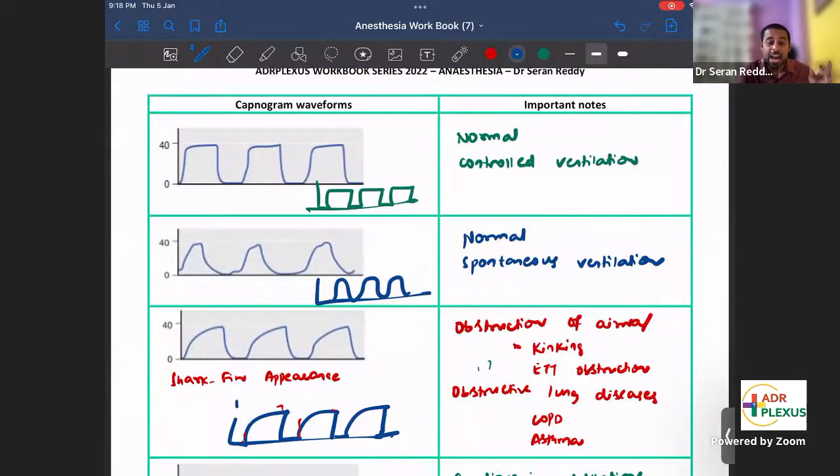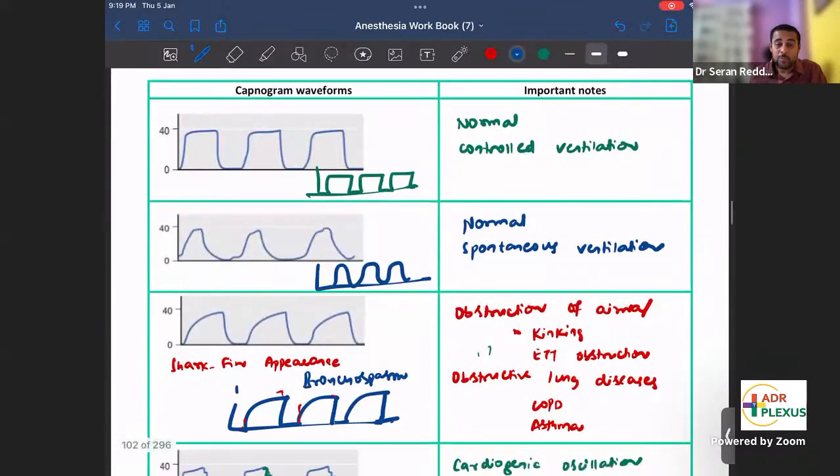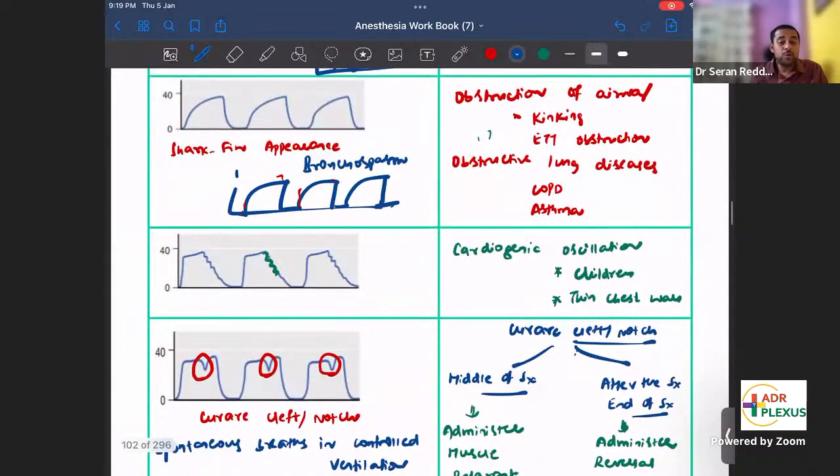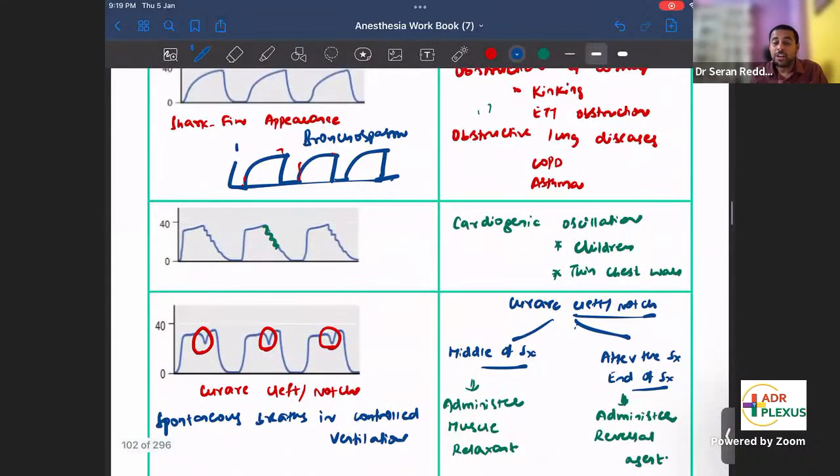Shark fin appearance is characteristic of bronchospasm, which is seen in obstruction of airways like kinking and endotracheal tube obstruction, and in obstructive lung diseases like COPD and asthma. Cardiogenic oscillations are seen in thin children and in those with a thin chest wall. And curare cleft or notch indicates a spontaneous breath in controlled ventilation, where you see a dip in the plateau phase.